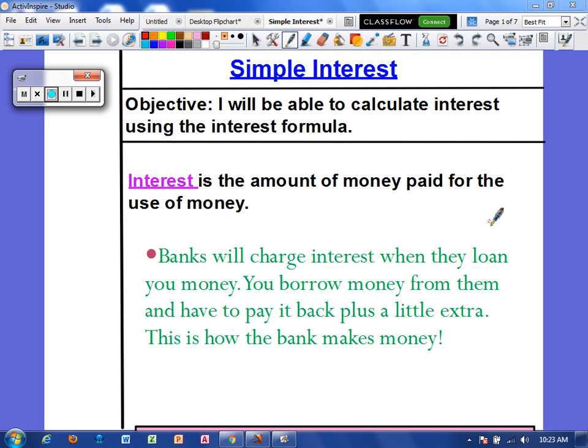So interest is the amount of money paid for the use of money. Let's say that you take out a loan from a bank, so that means that you are borrowing money from them. They are going to charge you extra, and it's going to be a percentage of how much you borrowed. And the longer it takes you to pay them back, the more interest you're going to have to pay. And this is how the bank makes money whenever they give you a loan.